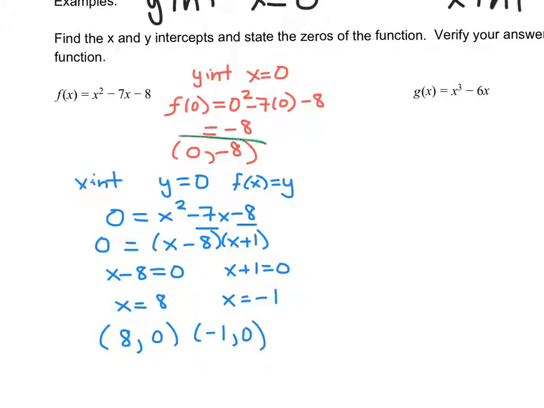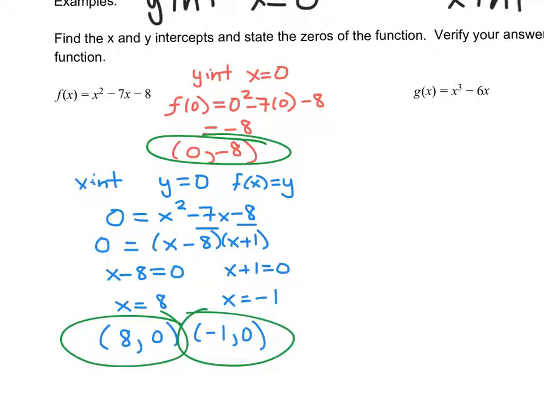So with a little bit of algebra, I found the y-intercept, and I found both x-intercepts. And then, of course, the zeros would just be 8 and -1. So I'll leave it to you to graph this function in Desmos and just verify that these actually are the intercepts.